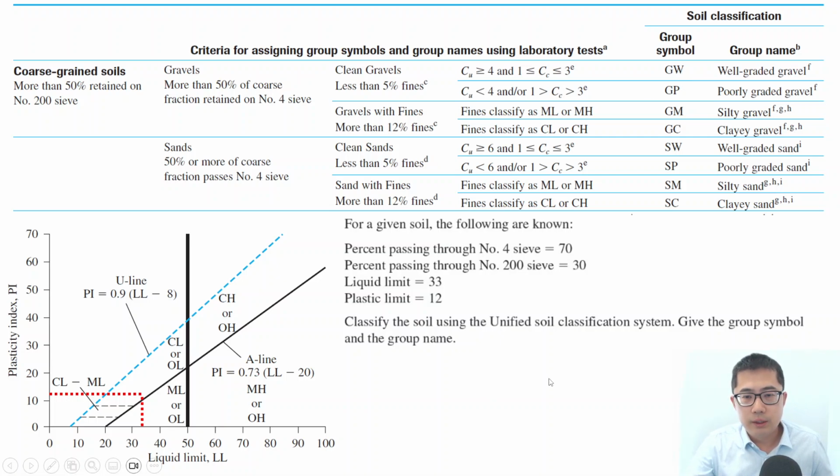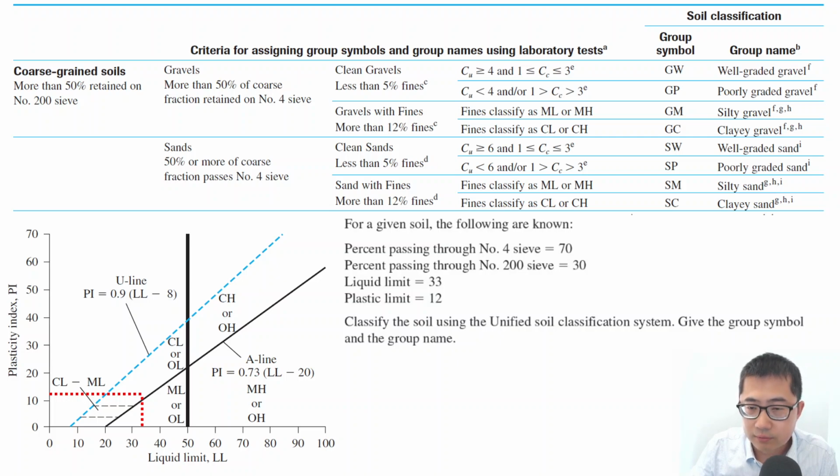So, pretty easy stuff. First of all, recall the number 4 sieve. In the USCS system, the number 4 sieve has an opening of 4.75 millimeter. That is the cutoff between gravels and sand. So you have percent passing through number 4 is 70%. That basically means the percent of gravel you have is 100% minus 70%. So the percent of gravel is 30%.